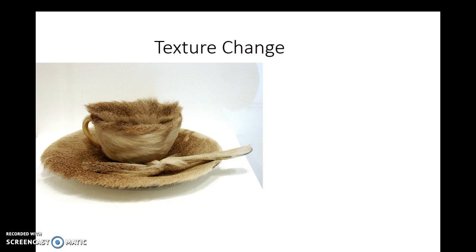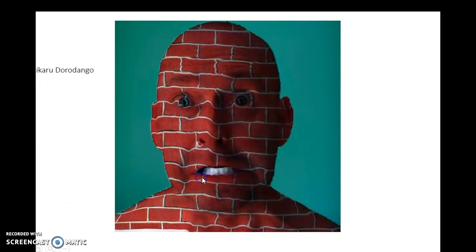Texture change is another way to make things look surreal. This is a coffee cup, obviously, with a spoon and a saucer, but the unusualness is the fact that it's made of fur, which is not our normal coffee cup, saucer, and spoon. Texture can also be applied to faces or animals or landscape. You're adding an abnormal textural look to them, such as bricks in this vase. So those are 6 different ways.